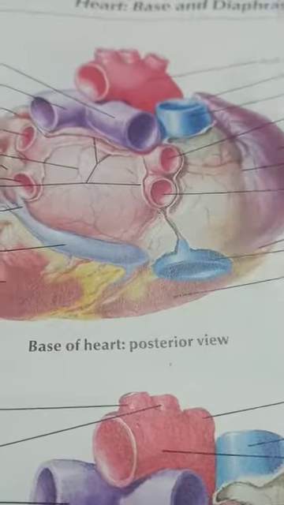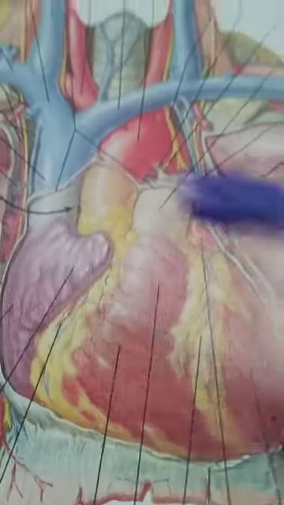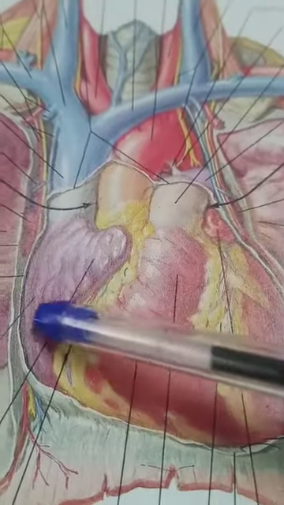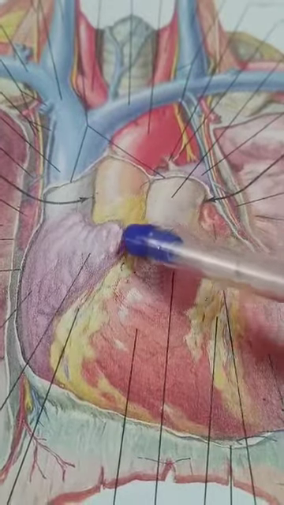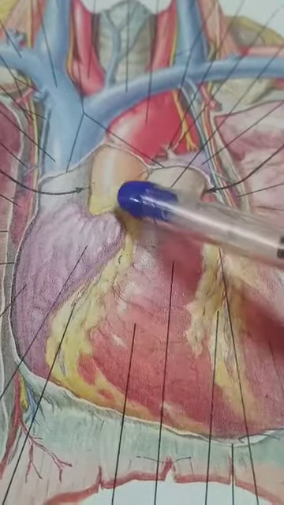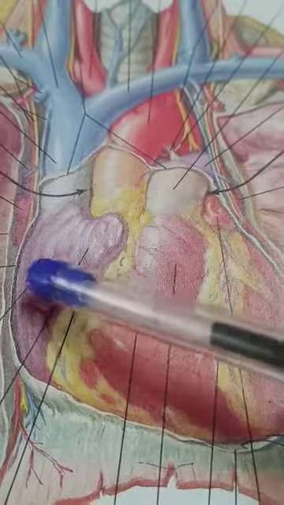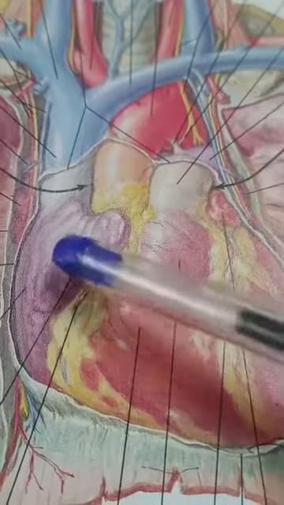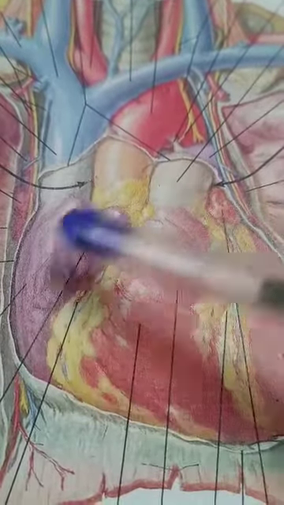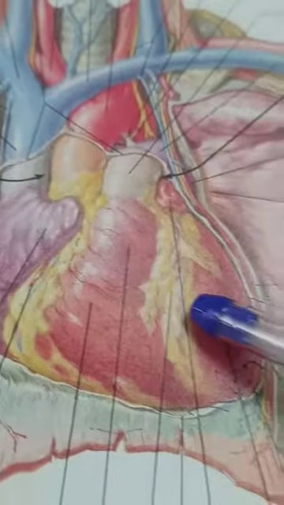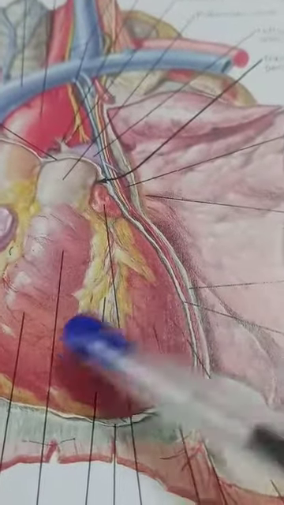Then the right atrium and right ventricle are separated by a groove or sulcus that is known as the atrioventricular sulcus or atrioventricular groove. On this right side, it is known as the right atrioventricular groove or right atrioventricular sulcus. Then same like this, here we can see a groove between the two ventricles.